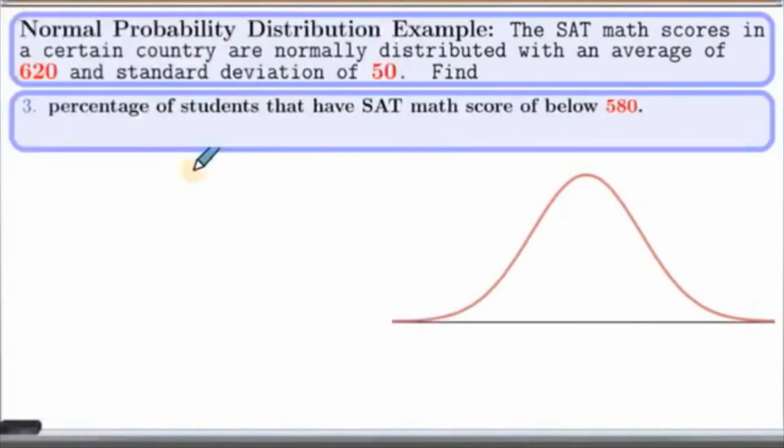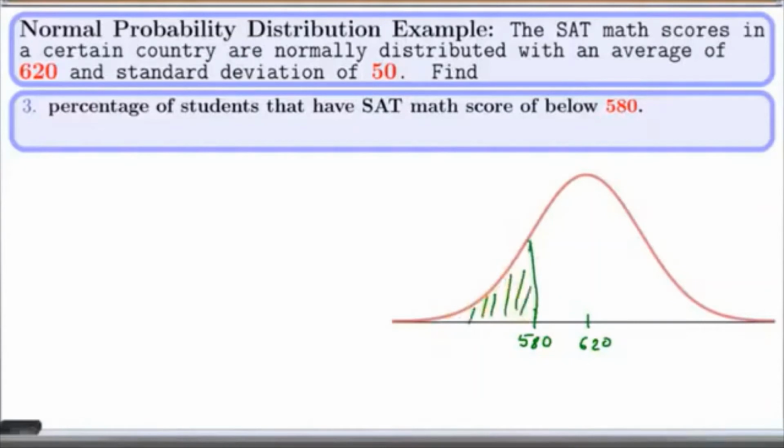Now let's look at another problem. Here we are supposed to find the percentage of students that have an SAT math score of below 580. Let's draw a diagram for the given scenario. Our mean is here in between, which is 620. And let's say our 580 is here. And we are interested in this area below 580, which is this.